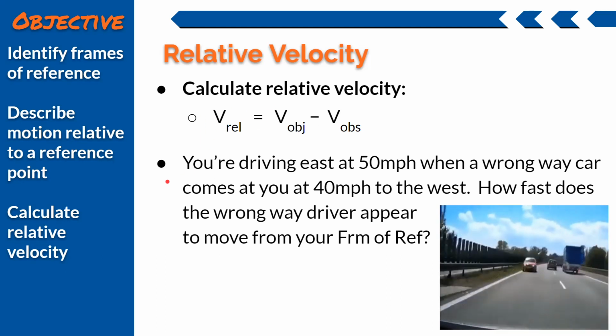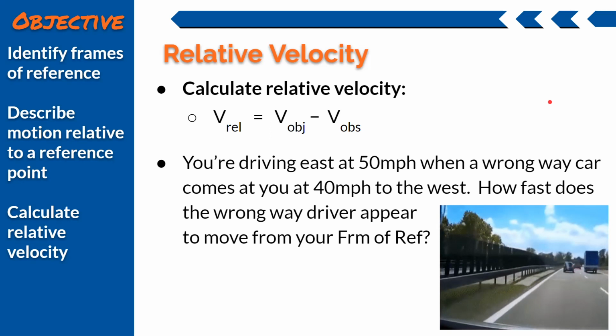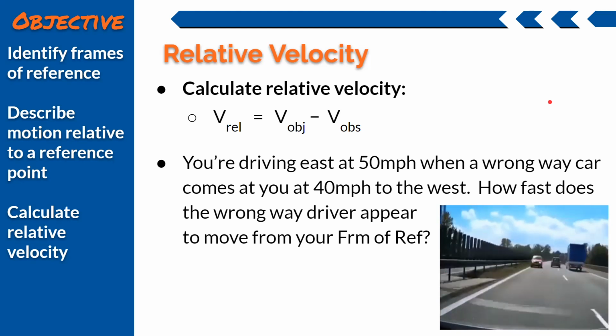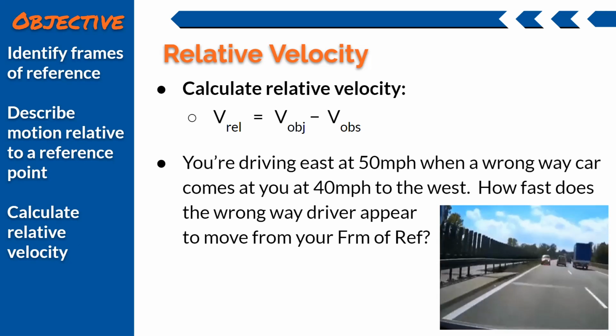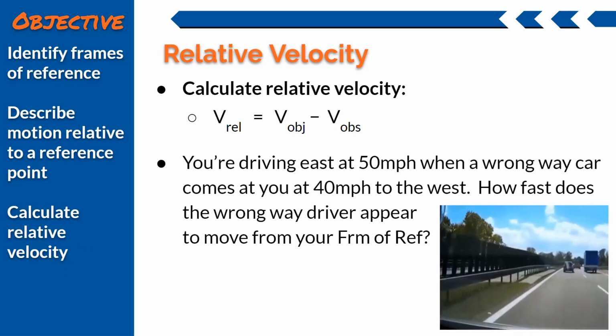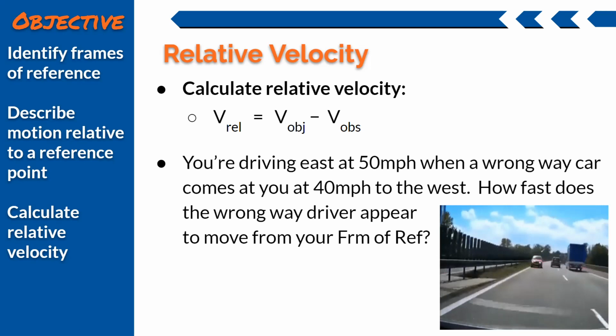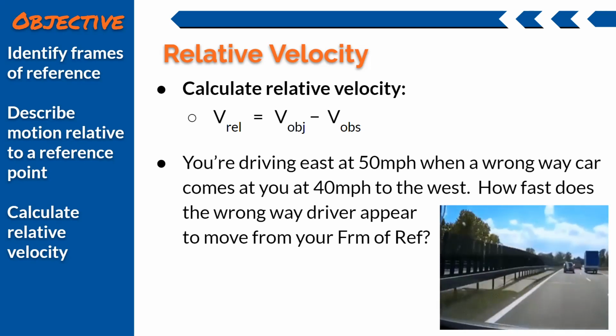Okay, so if you look at this example question, and again you might want to write down a couple of these examples. It says you're driving east at 50 miles per hour when a wrong way car comes at you at 40 miles per hour to the west. How fast does the wrong way driver appear to move from your frame of reference?